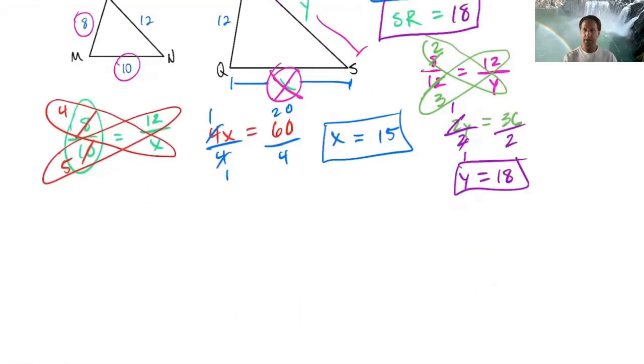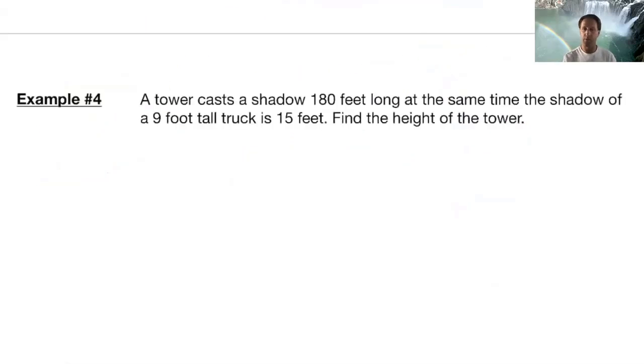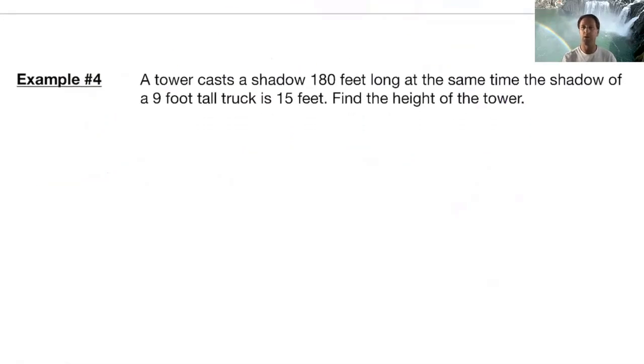So here's the last type that I'm going to go over with you all, and of course, another word problem to end with. That is typical for this text, so get used to it, all right? So it says a tower casts a shadow 180 feet long. At the same time, the shadow of a 9-foot tall truck is 15 feet. Find the height of the tower. So this is something that can actually happen in everyday life, right?